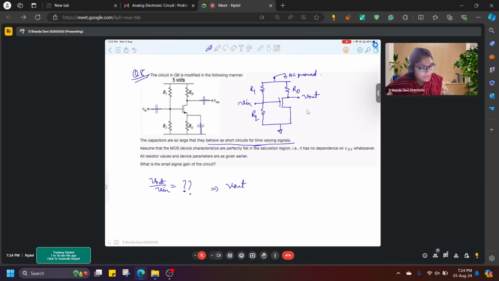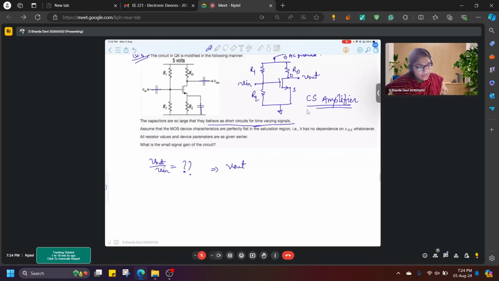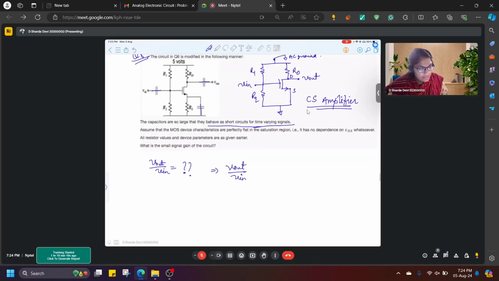and the small signal gain for this particular configuration, this is known as CS amplifier, that is common source amplifier. Here the source terminal is common between input and output port. That's why it is a common source amplifier. So here the gain is given by minus gm times RD for this particular configuration.